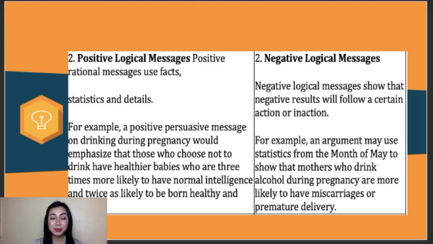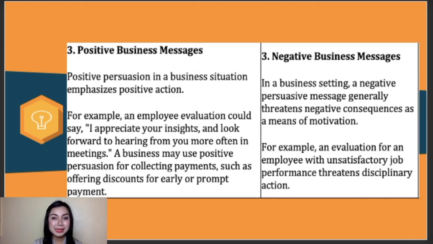And let's have number 3, positive business messages and negative business messages. Positive persuasion in a business situation emphasizes positive action. For example, an employee evaluation could say, "I appreciate your insights and look forward to hearing from you more often in meetings." A business may use positive persuasion for collecting payments, such as offering discounts for early or prompt payment.